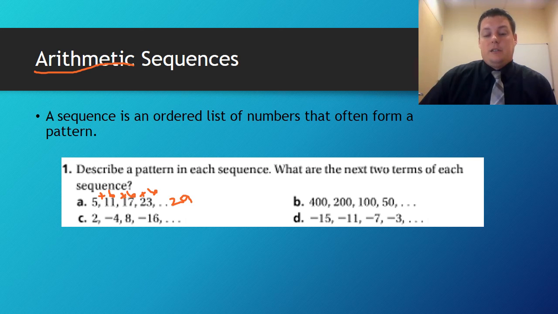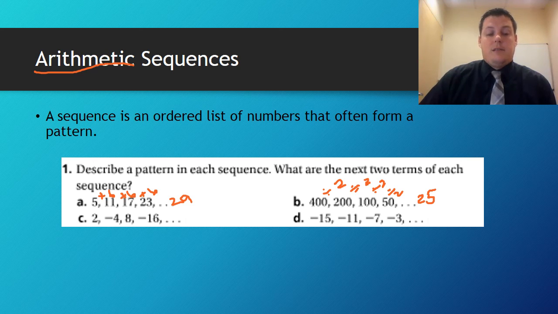For B, I'm going to give you a second or two. See if you can figure out this pattern. Did you say that each one you divide by 2? So you're dividing by 2 each step. So the next one in this pattern should be 25.